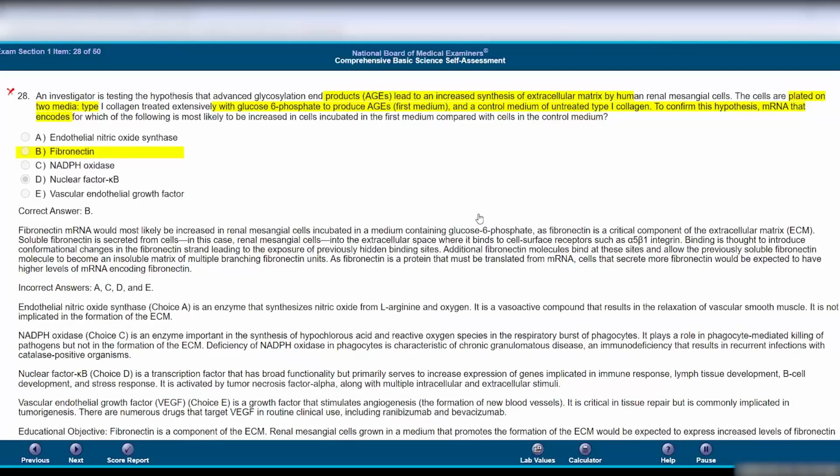So I just didn't remember the substance that's used to make the ECM. Yeah, they're just asking, if you rewrite this question, what is a component of extracellular matrix? That's practically what they're asking, which is fibronectin, which is connective tissue. So, not too much here, I would say. This is a less clinical question.